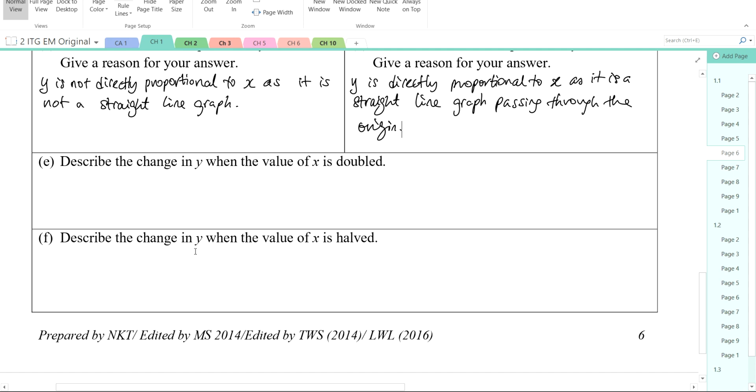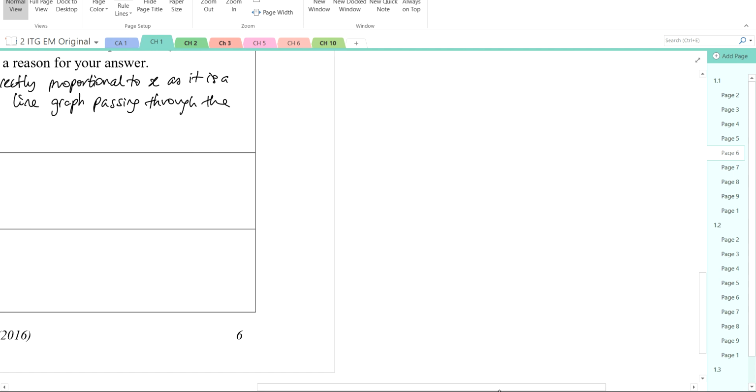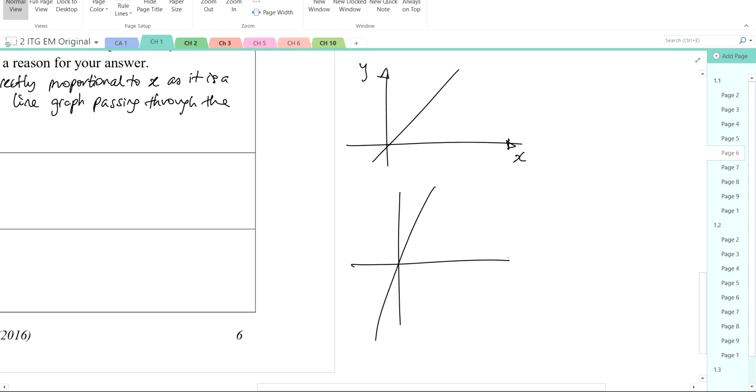So let me give you some examples. You tell me whether it is directly proportional or not. I'll just draw some graphs. Okay, is this directly proportional? So on y, this being x. Directly proportional? Yes, okay. How about now? Okay, this being a straight line, but it is steeper. Is it still directly proportional? Okay, yes it is.